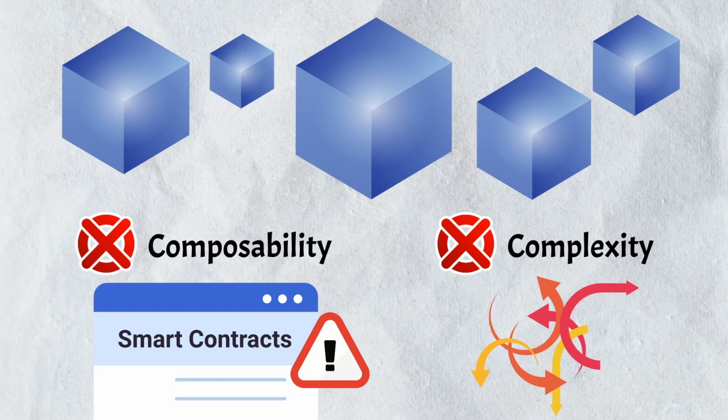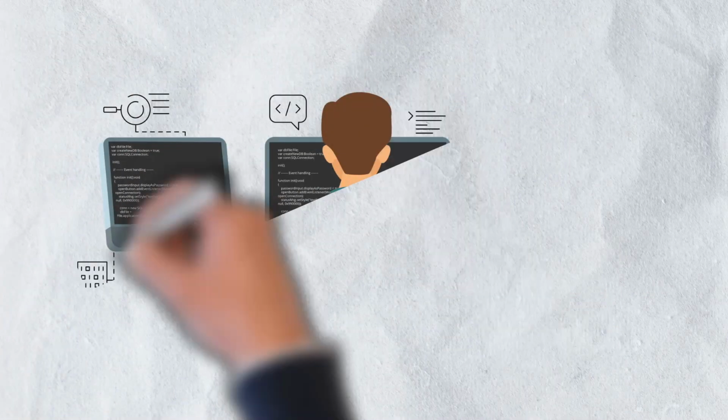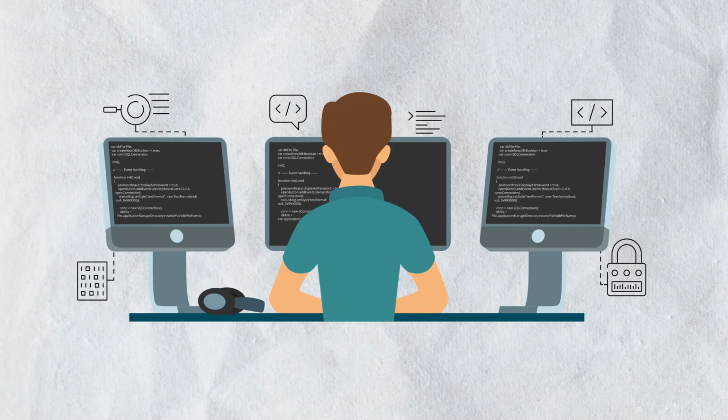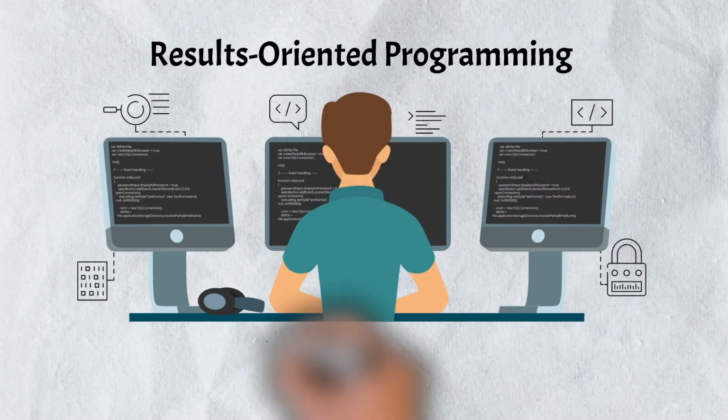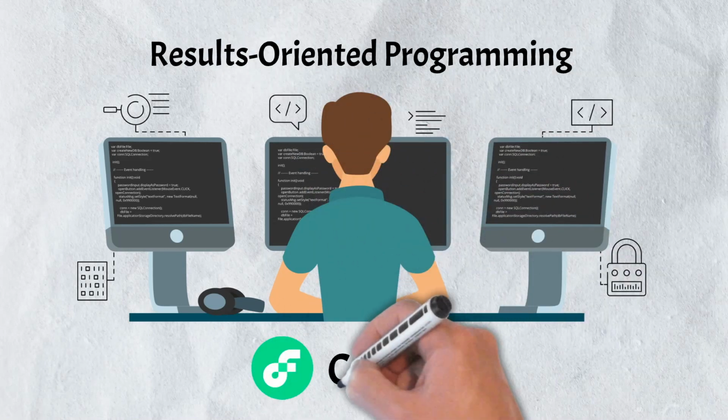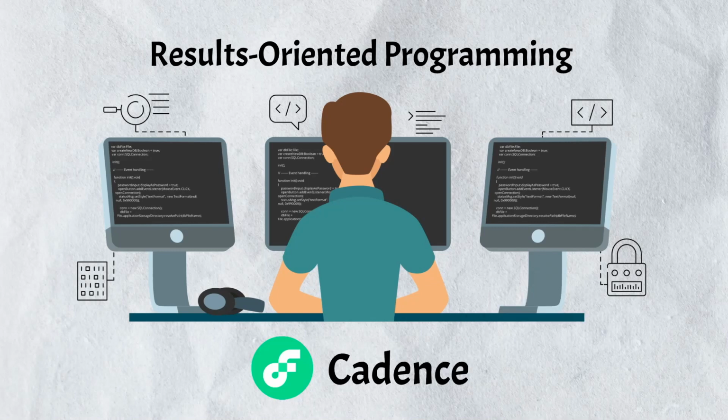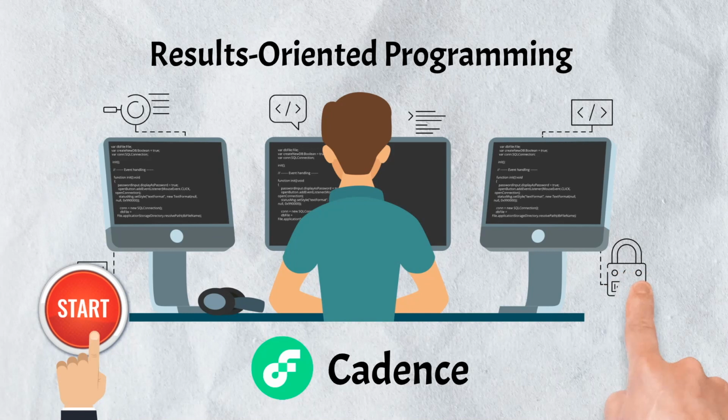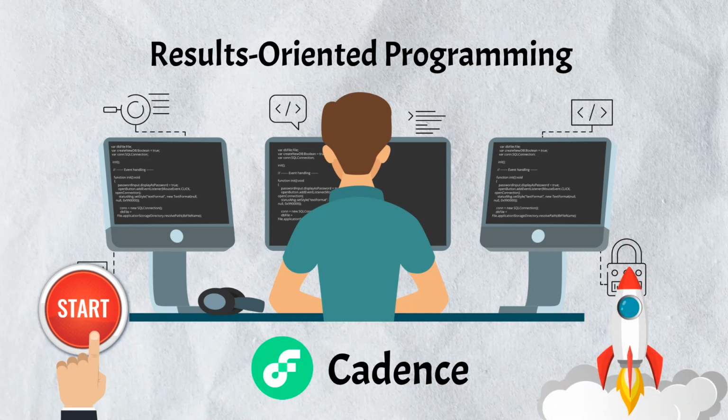In creating Flow, the founders wanted to put developers first. This approach, known as results-oriented programming, led to the creation of a new programming language known as Cadence. Cadence was developed to help new programmers get started and experienced developers create exciting and innovative projects. Cadence is flexible and encourages a new approach for developing digital assets.